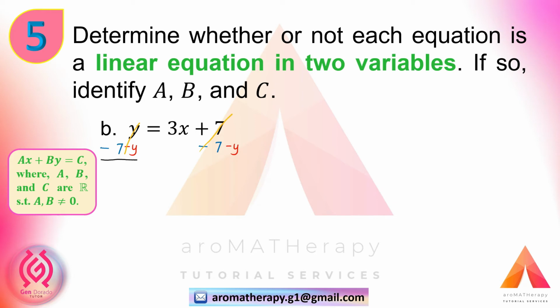So, let's try to simplify. So, here we have negative 7 is equal to 3x minus y. This is now a linear equation in two variables. Nasa standard form na siya. So, a is equal to 3, b is equal to negative 1, and c is equal to negative 7.